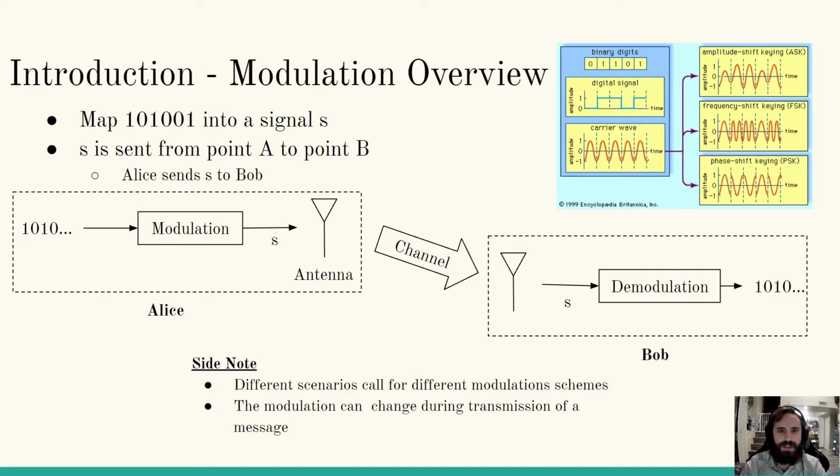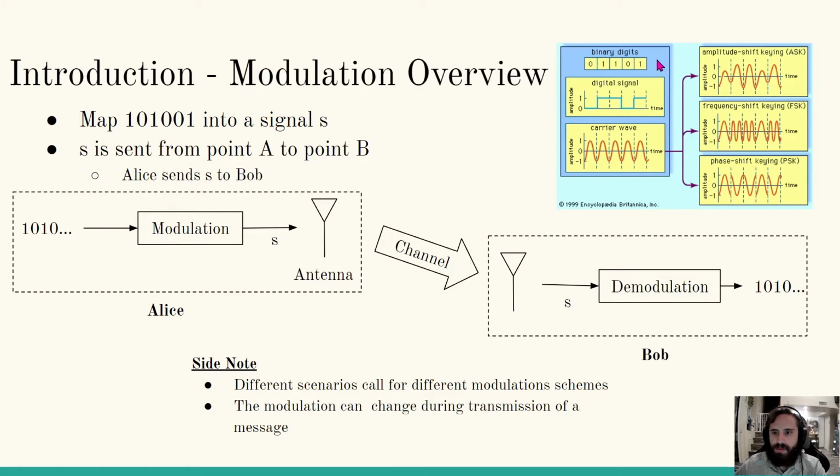Let's start with an introduction to what modulation is. We have some data, ones and zeros, that we need to map onto a signal S that can be transmitted from point A to point B. So in the figure, we have ones and zeros that go through some form of modulation to produce the signal S, which is sent over a channel through maybe an antenna to Bob, which will receive S. Bob will demodulate this signal to get back the original ones and zeros.